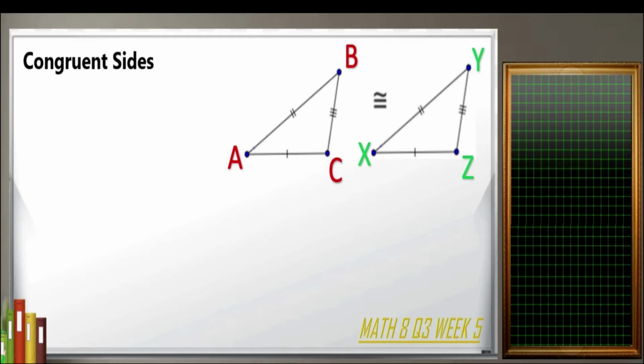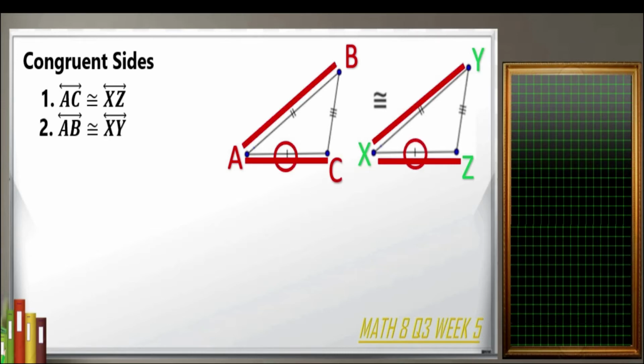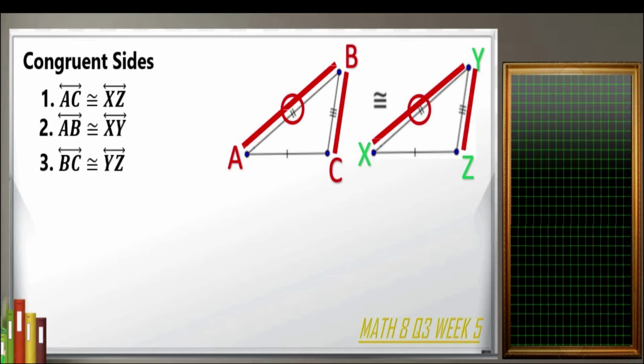Very good. We have side AC is congruent to side XZ because they have one mark. What else? Yes, we have side AB is congruent to side XY because they have two marks. And the last corresponding sides? Very good. We have side BC is congruent to side YZ. That is the last corresponding sides because they have three marks.